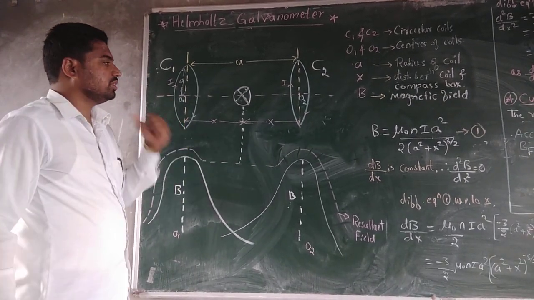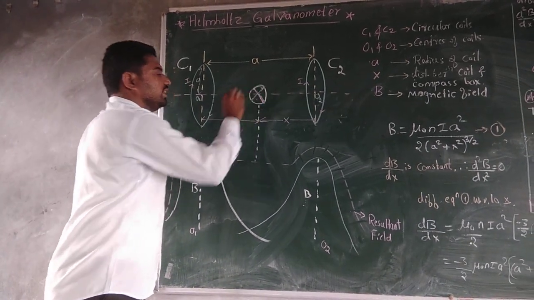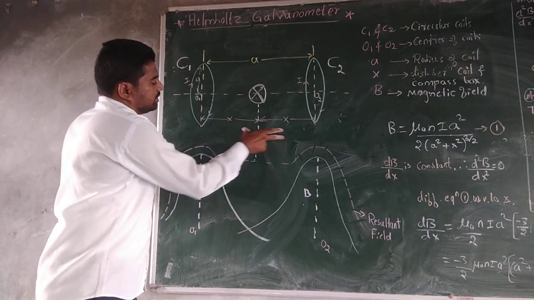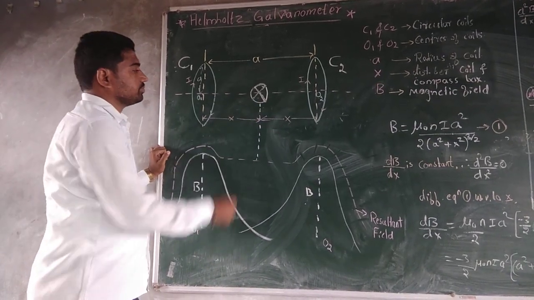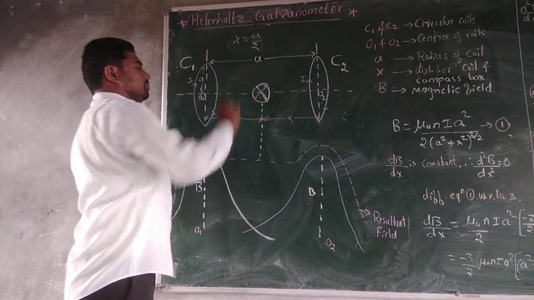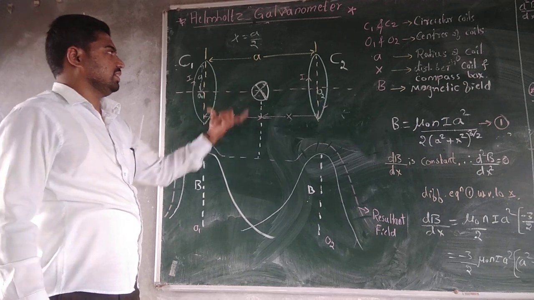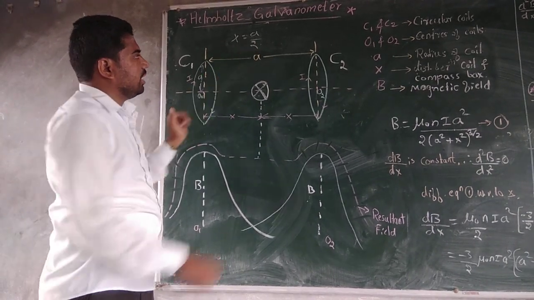Now you have to put the compass box at the center between these two coils. It means one condition is there: x equal to a by 2. Here this is a, this is x, so x is half of a.